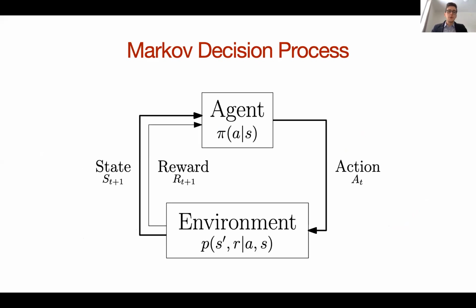So in a Markov decision process, an agent interacts with an environment and on every state takes an action. As a result, the environment transitions into a new state and the agent can obtain a new reward and observe a new state. The goal for the agent is to maximize the expected sum of future rewards.